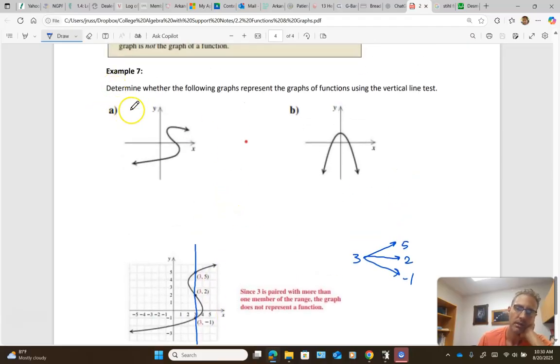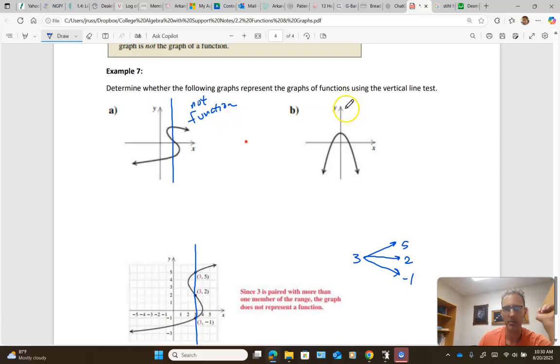Okay, so let's look at A. So obviously A is not going to be the graph of a function because if I put a vertical line right here, then it intersects the graph of that relation in three places. So we're going to say that the graph of this relation is not a function.